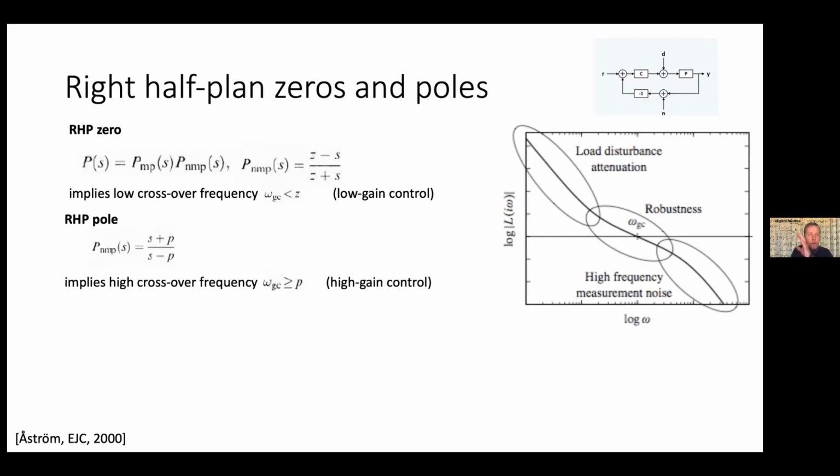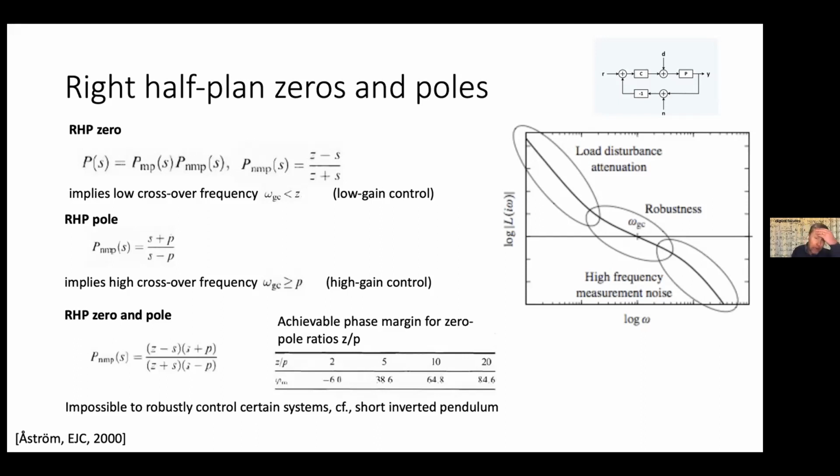But of course, from just this back of the envelope calculation on right half plane zeros and poles, we see that we could get into problems. What happens if we have both? If we have both a right half plane zero and a right half plane pole, we can get into a situation, depending on the ratio of the zero and the pole, where we cannot get any phase margin at all. Which means that we basically cannot robustly stabilize the system.